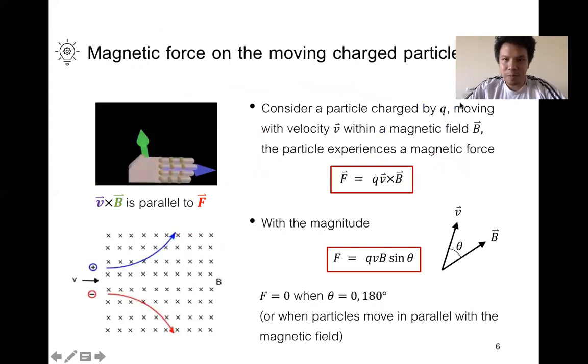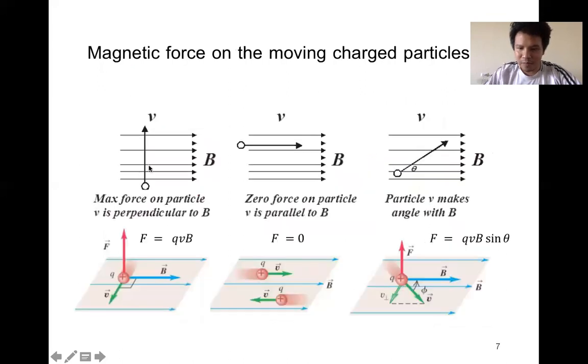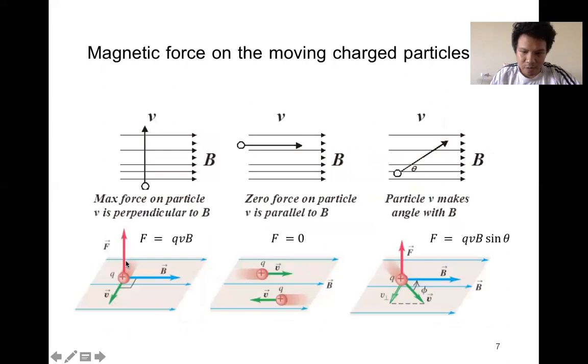Okay, so magnetic force on a moving charged particle. This is a good animation that tells you about the direction of the magnetic field. We use the right hand rule to describe it.